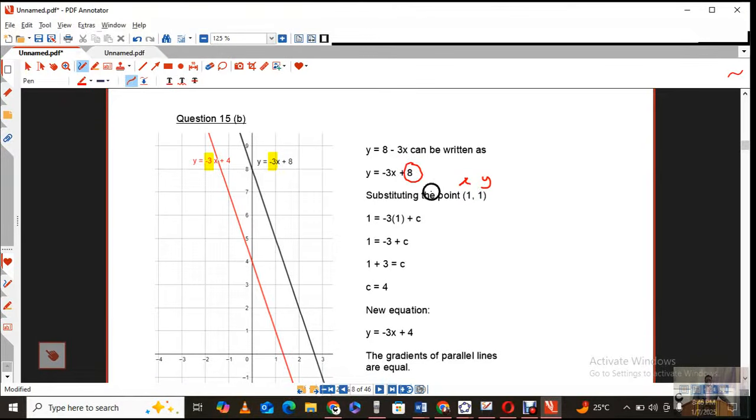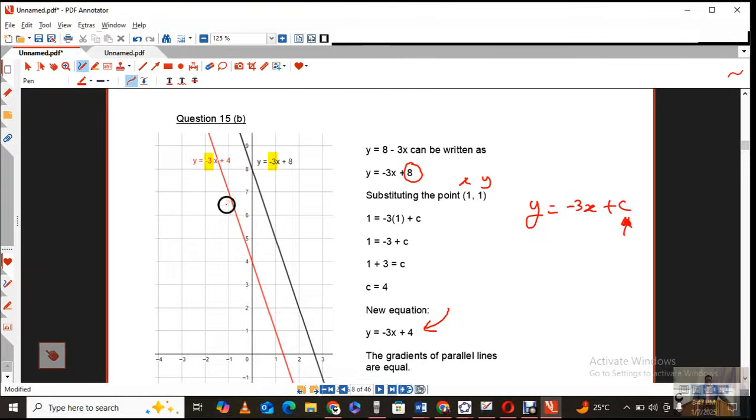But I'm going to say use y equals minus 3x plus c, because we don't know what the y-intercept would be. So I'm going to substitute my 1 here and my 1 here for x and y. And that's what I did over there. And this allowed me to find the value of c. So the new equation is y equals minus 3x plus 4.